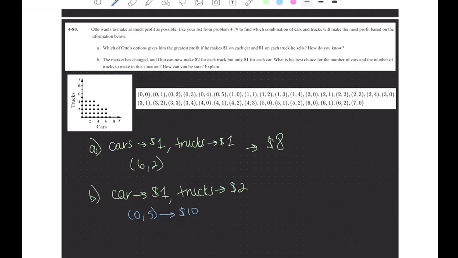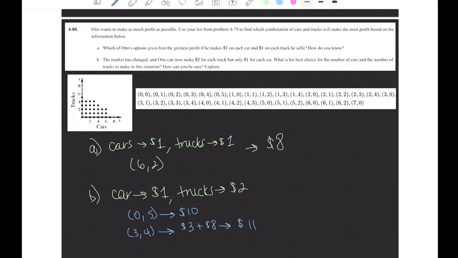Anybody got another option they want to try? 3 and 4. Let's try 3 and 4. So if I try 3 and 4, my cars I'm only going to make $1 profit, so that's going to give me $3. 4 trucks is going to give me 8, and that's going to give me how much money? 11.